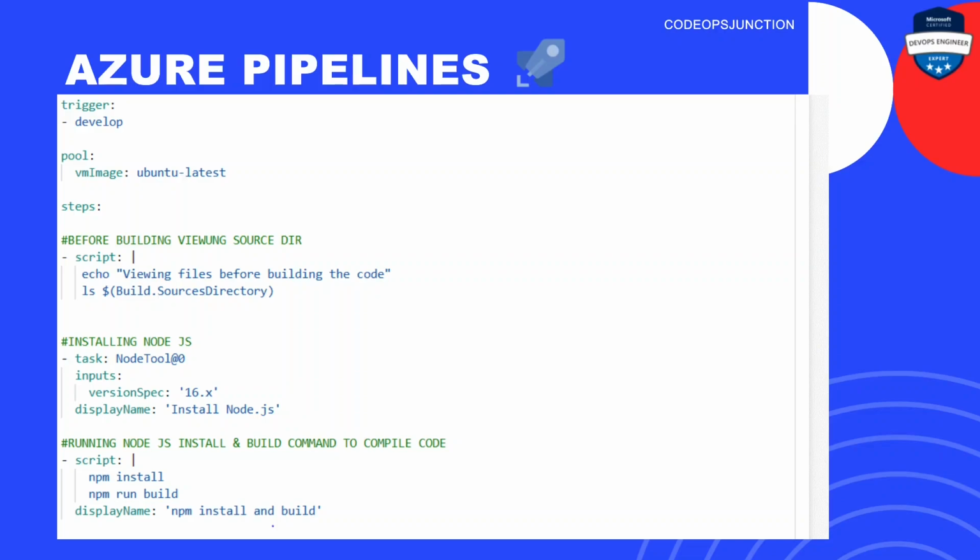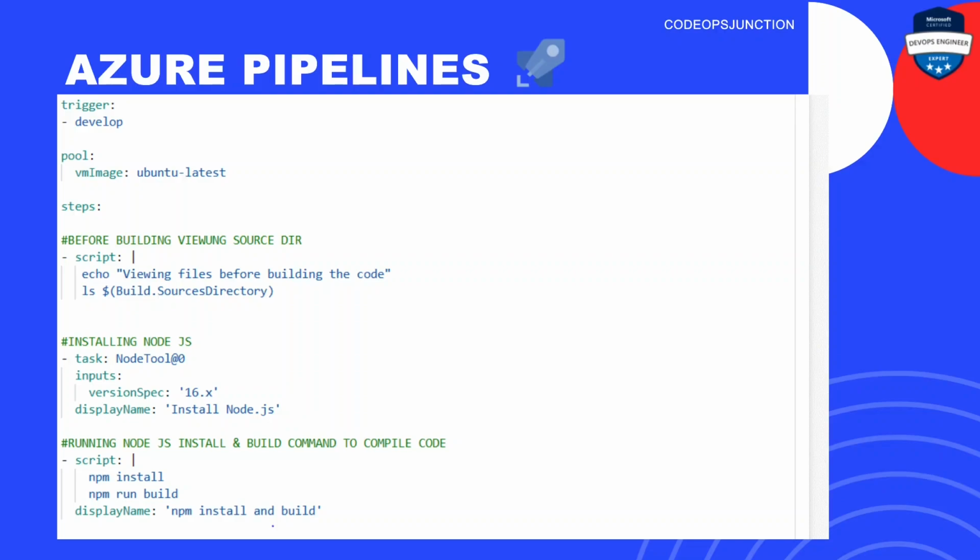Then in third you can see that is steps. This section defines the sequence of steps to be executed as part of the pipeline. In the first step, you can see there is a script that prints viewing files before building the code. So it will just print out the script, and in second line of script you can see there is ls, that means listing the directory of build.source directory. So don't get confused. $build.source directory is an environment variable in Azure pipeline, and we will see it in depth.